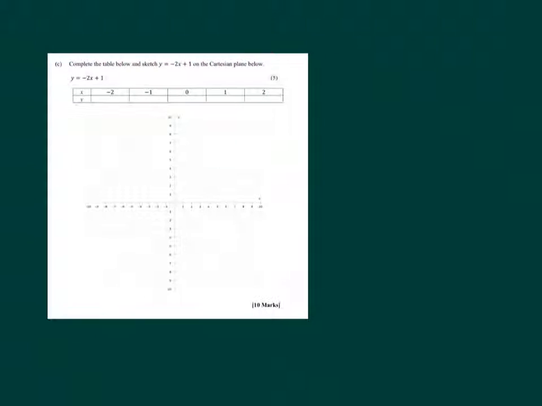So this last question, question 9, wasn't dealing with transformation geometry. This was actually graph sketching, and it says complete the table below and sketch the line y equals minus 2x plus 1 on the Cartesian plane below. So we've got the formula, and we've been given values of x, and those are negative 2, negative 1, 0, 1, and 2. And we have to give the corresponding output value for each one of those input values. And that requires a substitution.